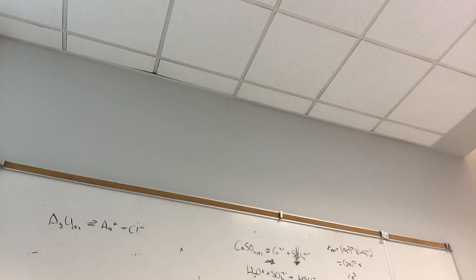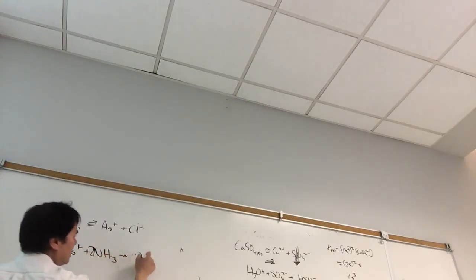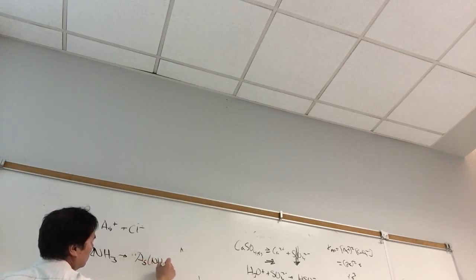And then we go to ammonia. So how does ammonia attack? Does ammonia attack silver ions? Yes, ammonia attacks silver ions. We did this in the lab, actually. The ammonia and silver ion undergo a Lewis acid-base reaction, and they're going to form the diammine silver complex here.